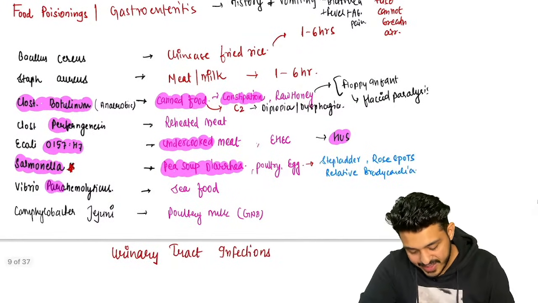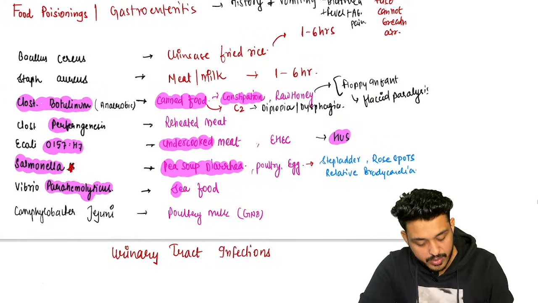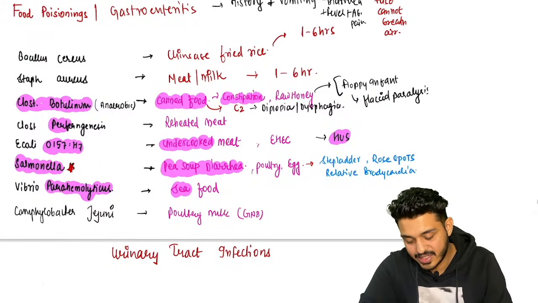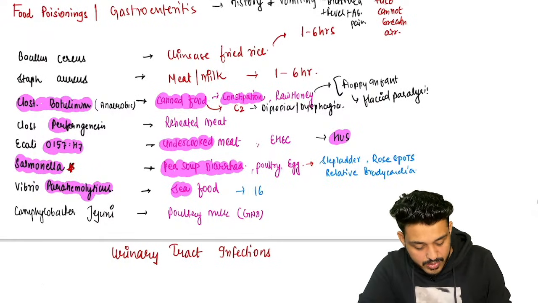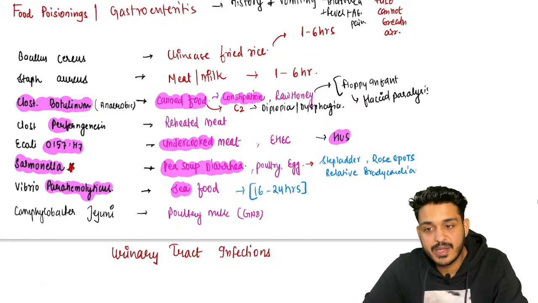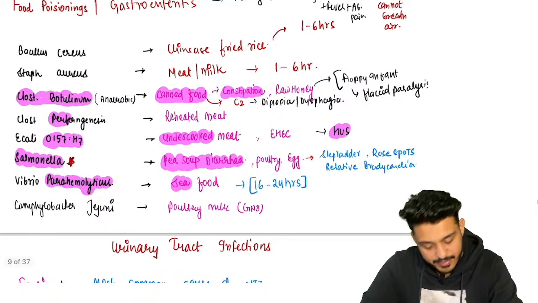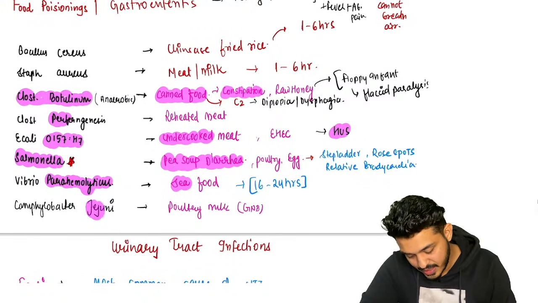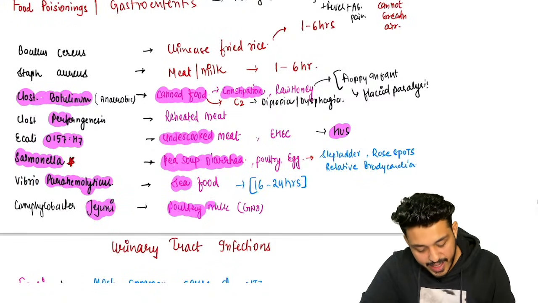Vibrio parahaemolyticus is a halophilic bacteria. This is going to be associated with seafood poisoning. Incubation period has been asked: 16 to 24 hours. This is going to be what? Seafood poisoning. And Campylobacter jejuni, your last NEET PG question: Campylobacter jejuni is associated with poultry and milk product.